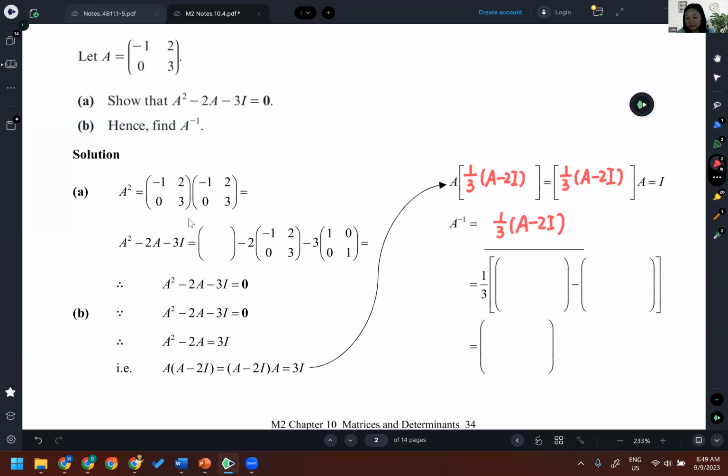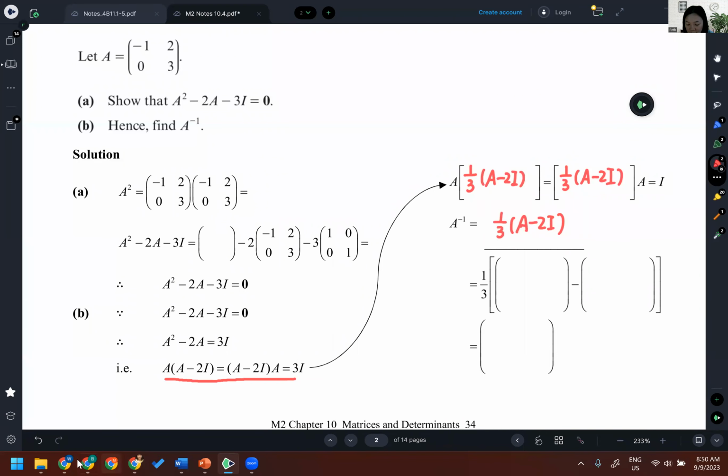Okay, girls. Now the part A, I think you can verify. Part B, starting from here, because I already took out A. So this value, in order to get I, you must multiply 1/3. Please don't say divided by 3. It's just multiply 1/3. So this is the inverse. 1/3 times A minus 2I is the inverse.